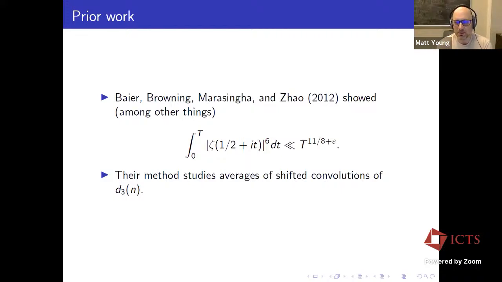There's another result to mention. This one's about zeta. This is due to Baier, Browning, Marasingha, and Zhao from 2012. They studied averages of shifted convolution sums of the D3 divisor function, and they got results on that. If you apply that method to the sixth moment of zeta, you get the bound t to the 11 over 8. This is a non-trivial result, since it's less than 3 halves. It's bigger than the 5 over 4 that you get from interpolating the 12th moment. And also this is bigger than the 4 over 3. So whatever we're doing to get 4 over 3 gives a better result than this 11 over 8.